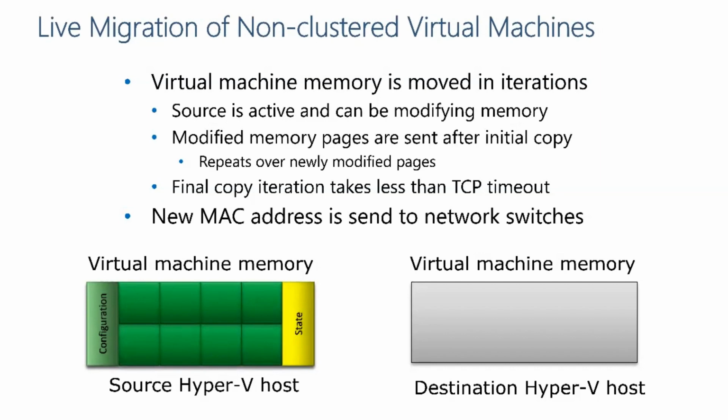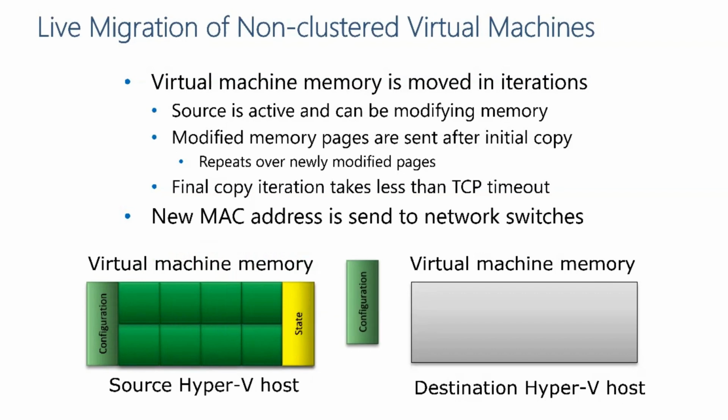Source is active and can be modified, and modified memory pages are sent after the initial copy, and this repeats over newly modified pages, and finally a final copy iteration takes less than one TCP timeout, which means actually if you're doing continuous ping, you lose one ping packet. A new MAC address is sent to the network switch, and then traffic's redirected to a new server.